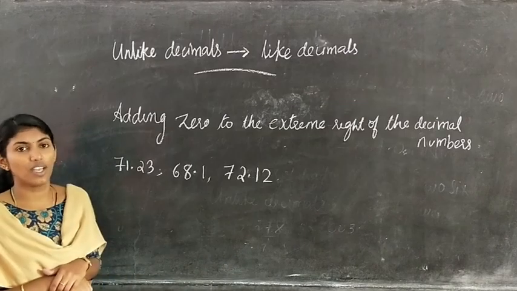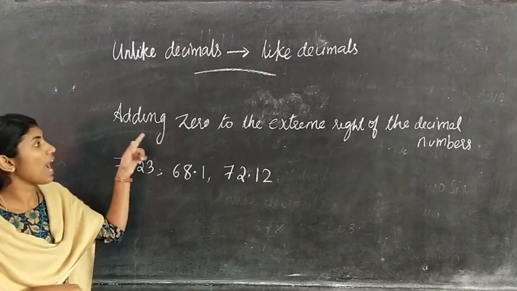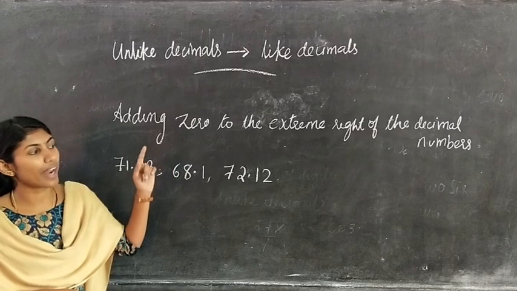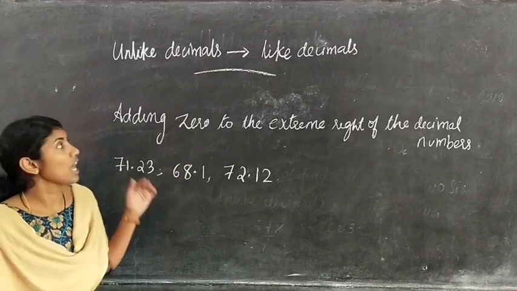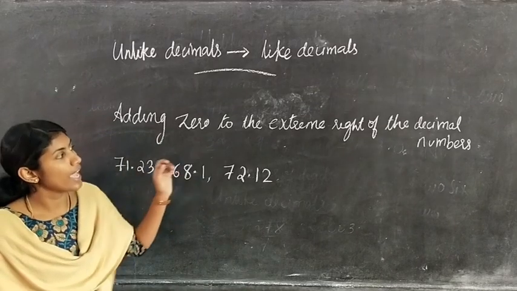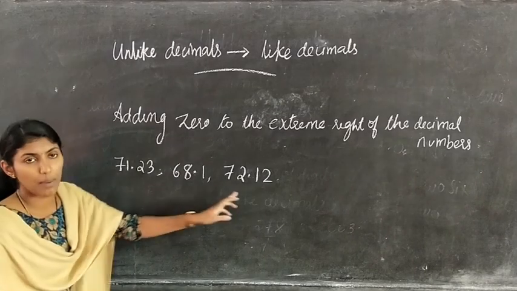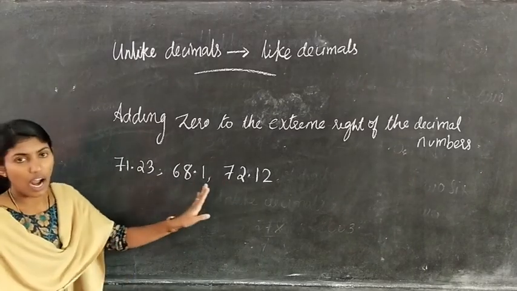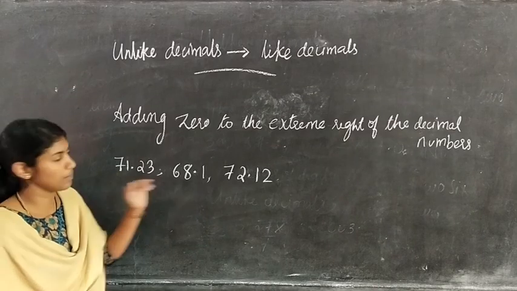Then children, we can convert these unlike decimals to like decimals by adding 0 to the extreme right of the decimal number. Here, some decimal numbers are given. These are unlike decimals. So we have to convert these unlike decimals to like decimals.